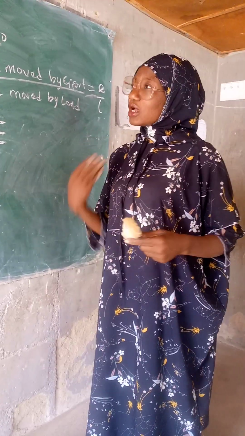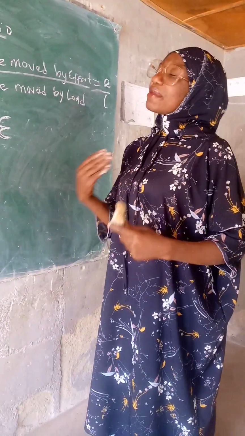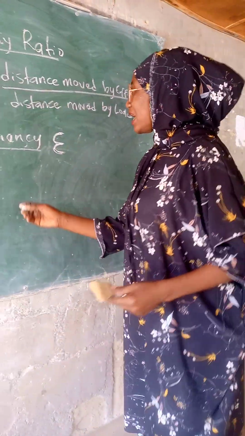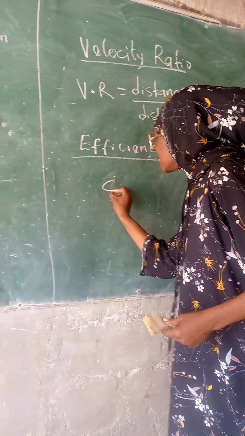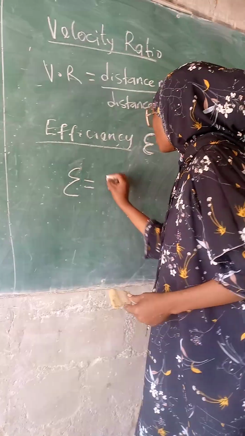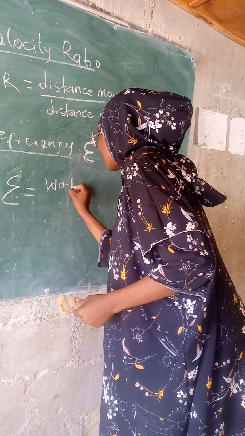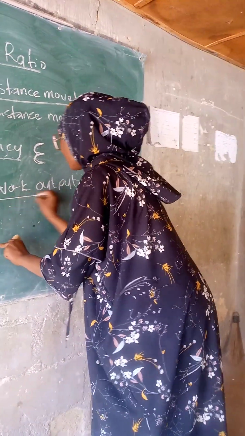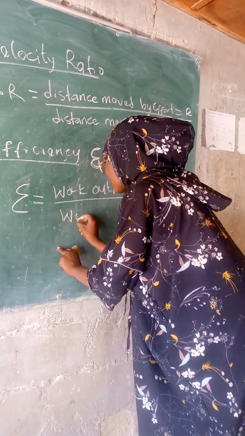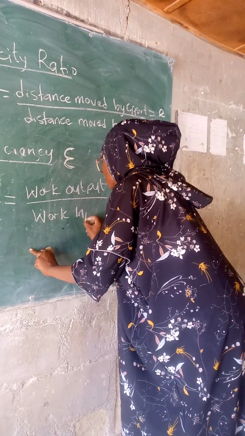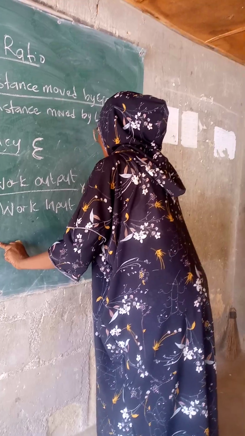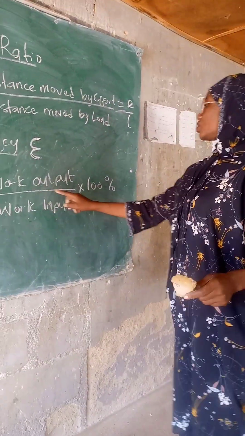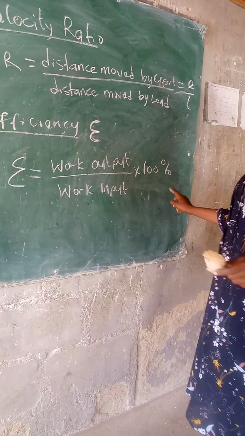Okay, now we will talk about the relationship between mechanical advantage, velocity ratio, and efficiency. Now we have efficiency is equal to work output all over work input times 100%. Work output all over work input times 100%.